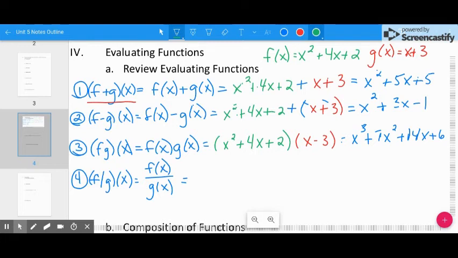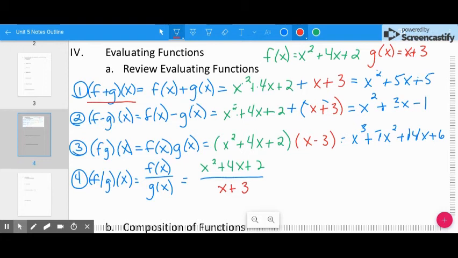You can do that in reverse. We just, again, have to be careful with our signs when we're dividing and subtracting. Multiplication and addition are commutative. We can flip-flop the order if we want. But for division, they want the f of x function on top. So we'll make that x squared plus 4x plus 2. And then we're dividing by g of x, which is just x plus 3.